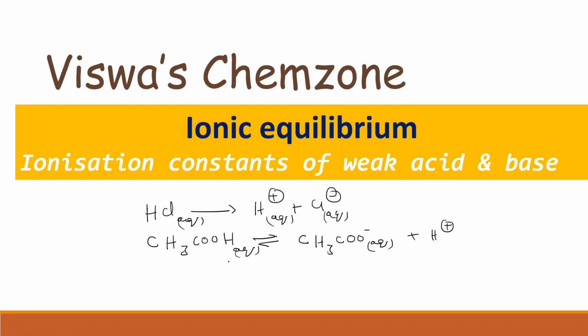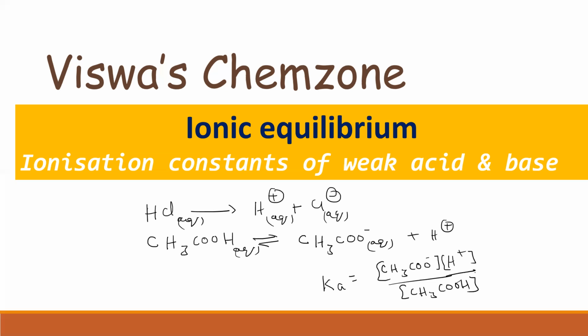If you want to write the ionization constant, Ka is equal to the concentration of CH3COO minus, and the concentration of H plus, divided by the concentration of CH3COOH. Here, the entire CH3COOH is not undergoing ionization. Only a fraction of CH3COOH is undergoing ionization.